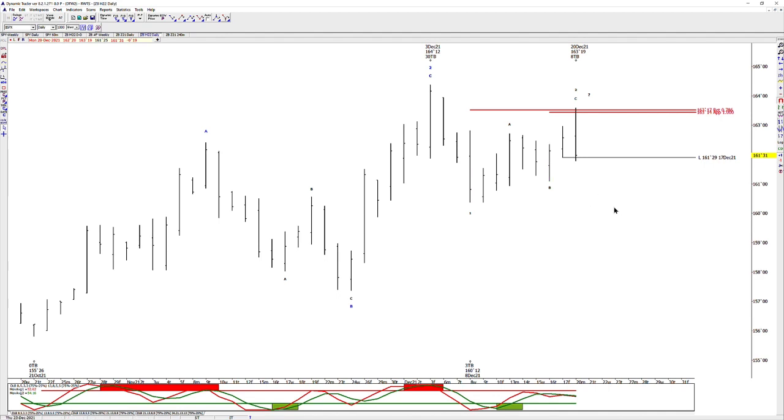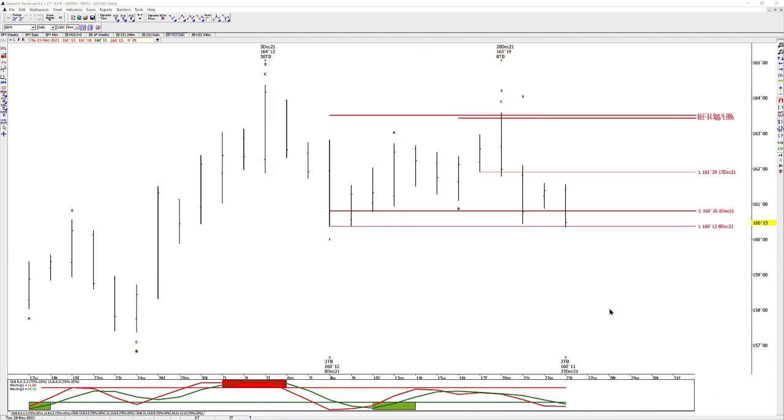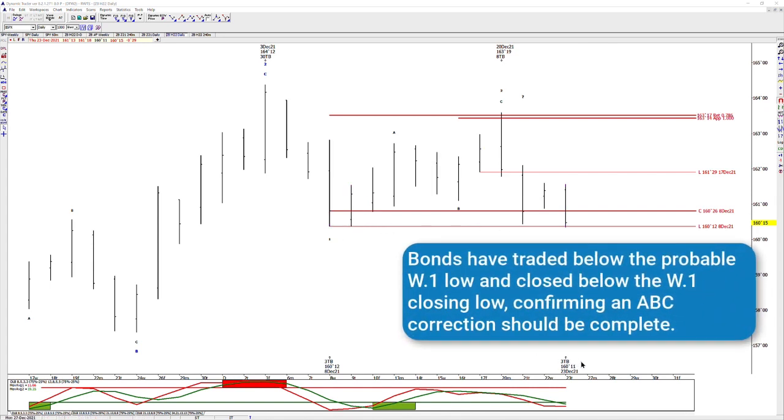So let's add some data on and see how it progressed. I've advanced the data a couple of days. As of December 23rd, not only had bonds closed below the closing low of what I've labeled a wave 1, but it had traded just by one tick below the low of the wave 1. The low on the 23rd was 160.11, and the low on what I've labeled as a wave 1 was 160.12. So bonds have closed at a new closing low and traded at a new low by just one tick.